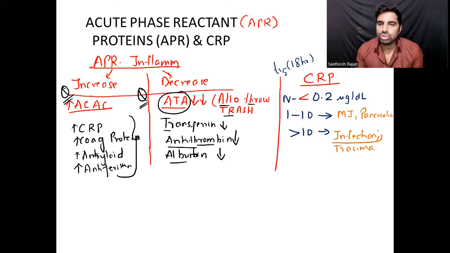Infection means it should be more than 10, because we are in microbiology. So infection means more than 10, and the rest, whatever. MI and pancreatitis: 1 to 10; more than 10: infection, trauma. That's what you remember.